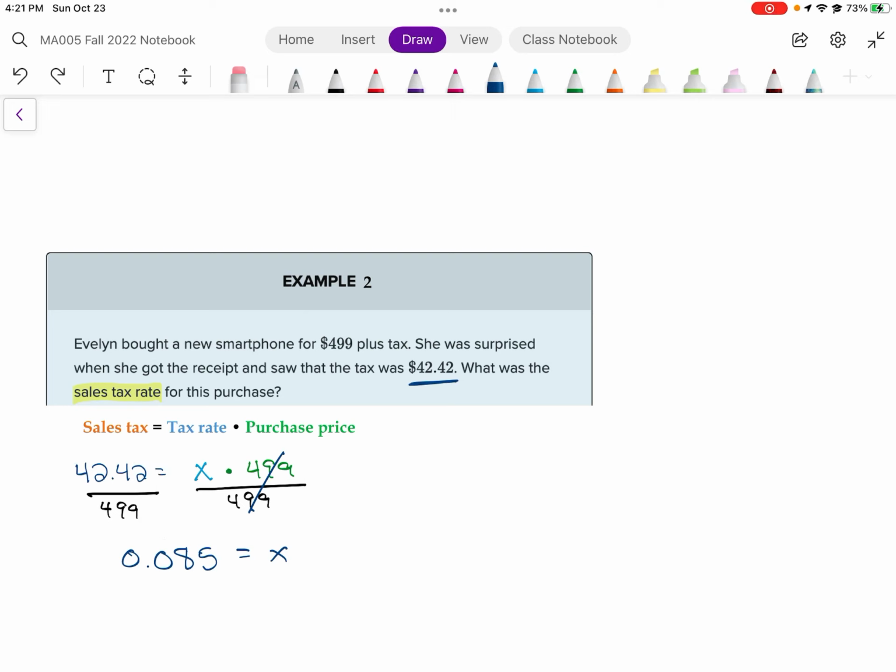All right, so now what is the percent? So we need to multiply times 100, so that equals 8.5%. So they must be in Nevada or someplace with a much higher tax rate, maybe California.